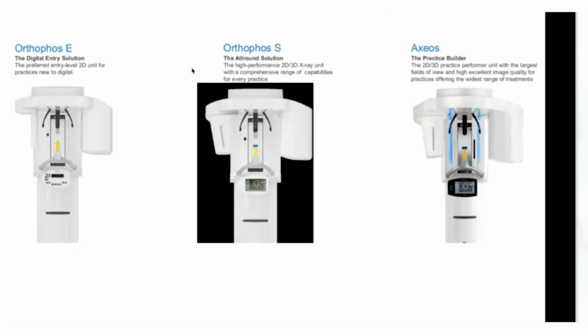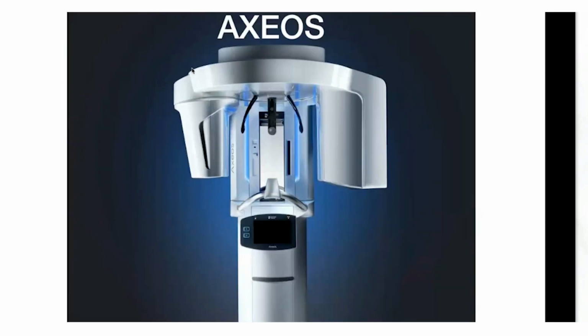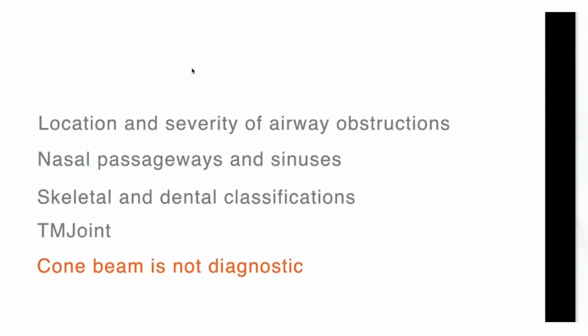So when it comes to the cone beam family, Axios is the way to go. I wouldn't bother with any other options, but this is what we use it for. We can look for the airway obstructions in the turbinates. You can get a big enough field of view to look at the joint. I actually don't have that. It's not diagnostic, and it's not used even as a screener. Just because you have a small airway doesn't mean that you're going to have sleep apnea.